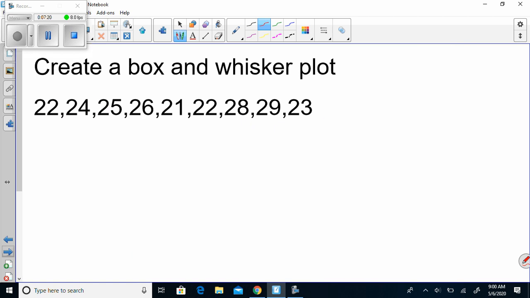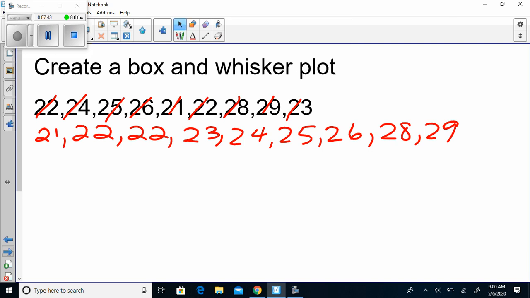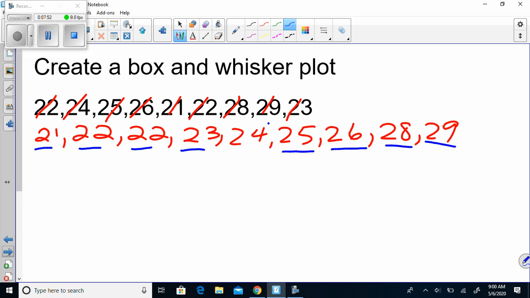Okay, another one. Again, putting them in numerical order. 21, 22, another 22, a 23, a 24, a 25, 26, 28, and 29. Okay, so again, finding my median. Use my 21 and my 29, 22, 28, 22, 26, 23, 25, 24. So again, Q1, median, Q3. My median here will be 24.